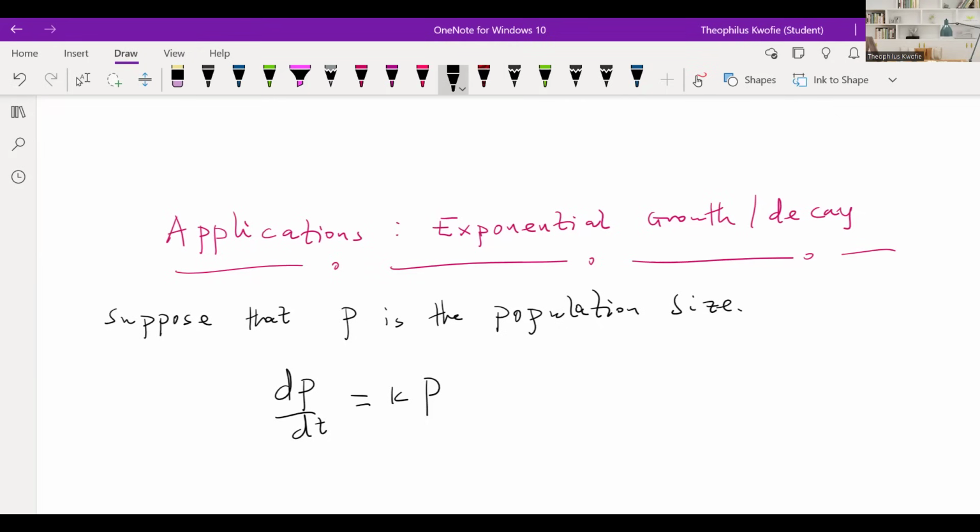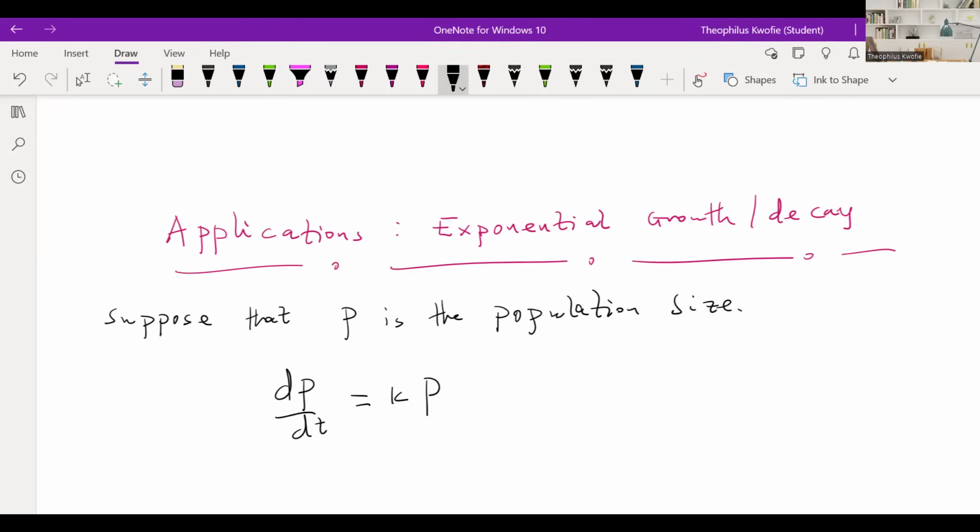Now, how do we interpret this? Since P is a population, we can interpret this as the rate of change of the population being proportional to its current population. Very good. So let's take note that the rate of change of the population is proportional to its current population. Very, very important.